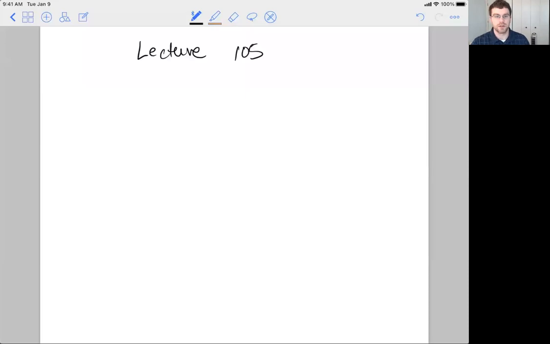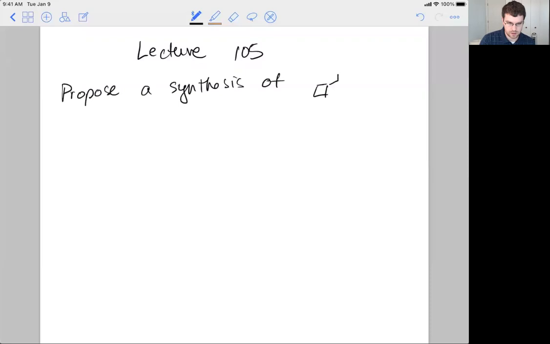Okay. What I want to do is say, let's propose a synthesis of, and let's pick a molecule. How about this? Yeah, that'll work. Okay, let's just make it simpler, not simple necessarily. Propose a synthesis of this using a Grignard reaction.